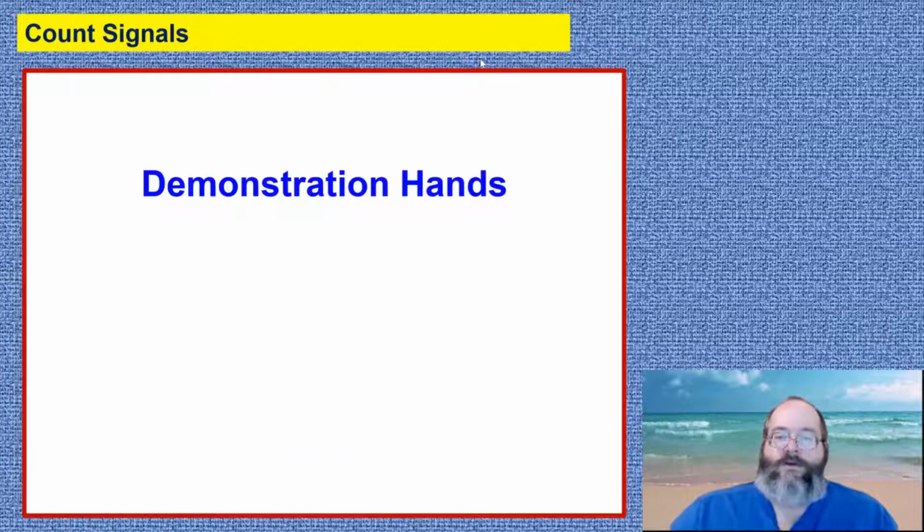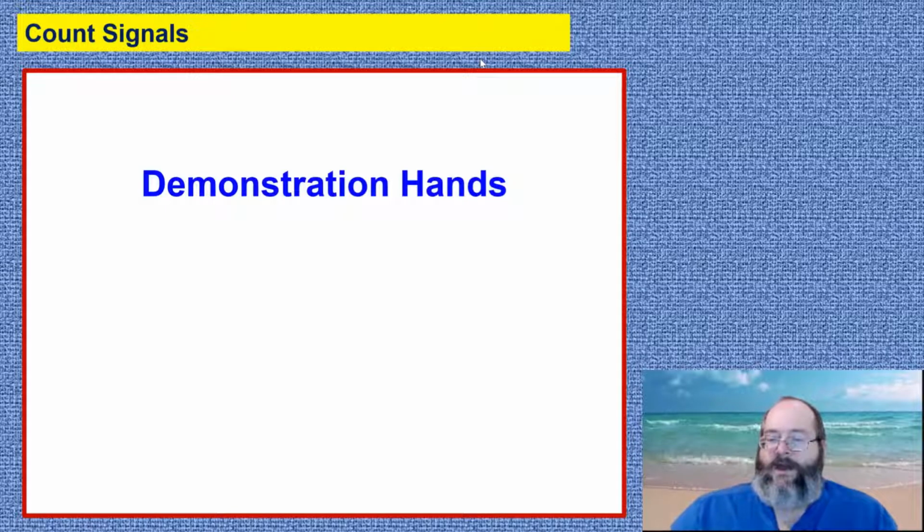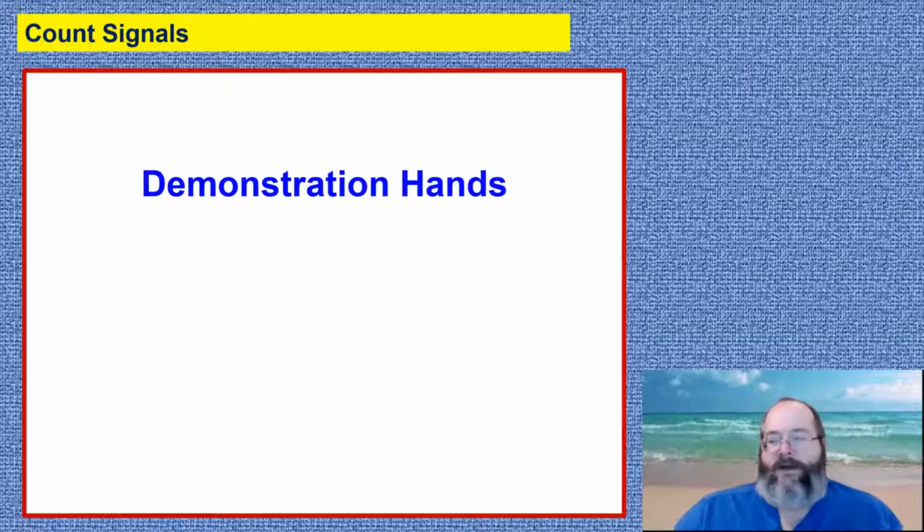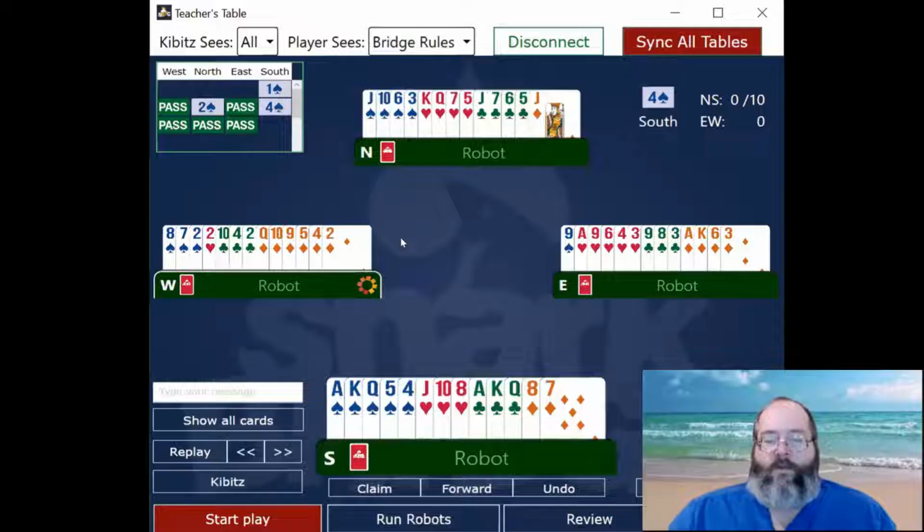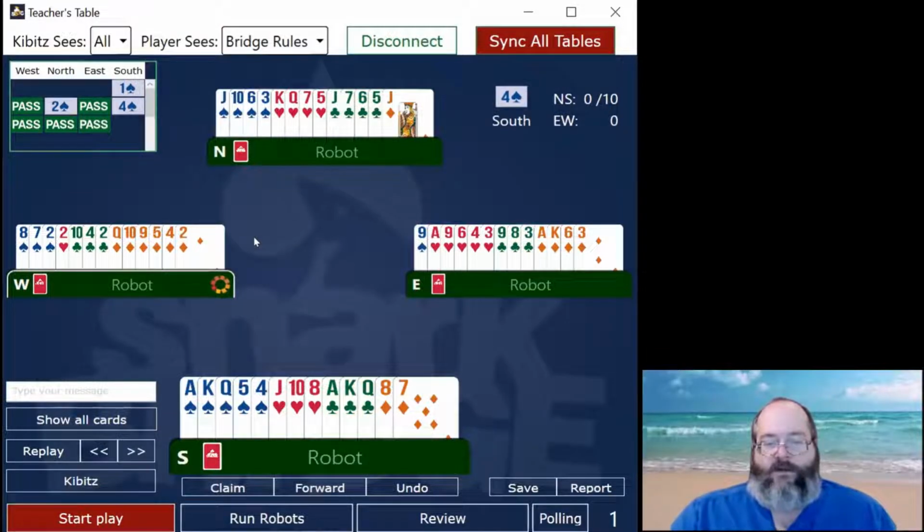From here, I'm going to switch over to a different screen, and I'm going to demonstrate how this works with actual hands. Okay. So on the first hand here, we have 4 spades as our contract, right? West is on lead, and West leads the 2 of hearts, right?